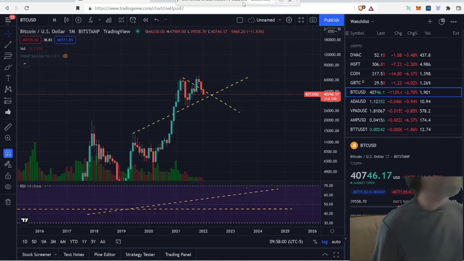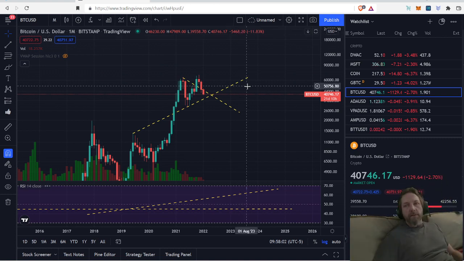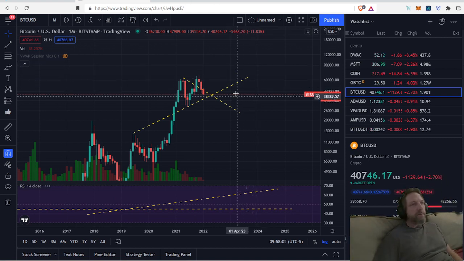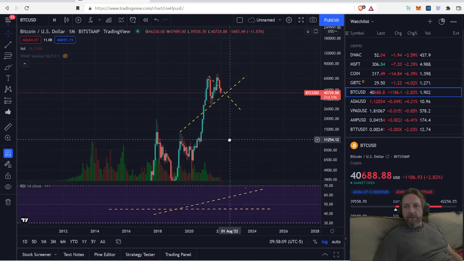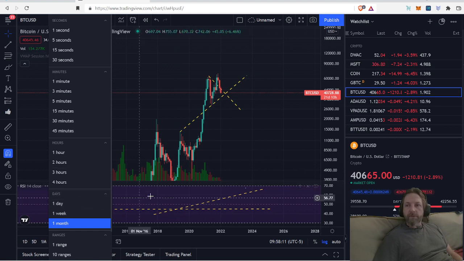So anyway, today we're going to take a look at Bitcoin, and Bitcoin is not looking so good. So let's see, where's my relative strength go?